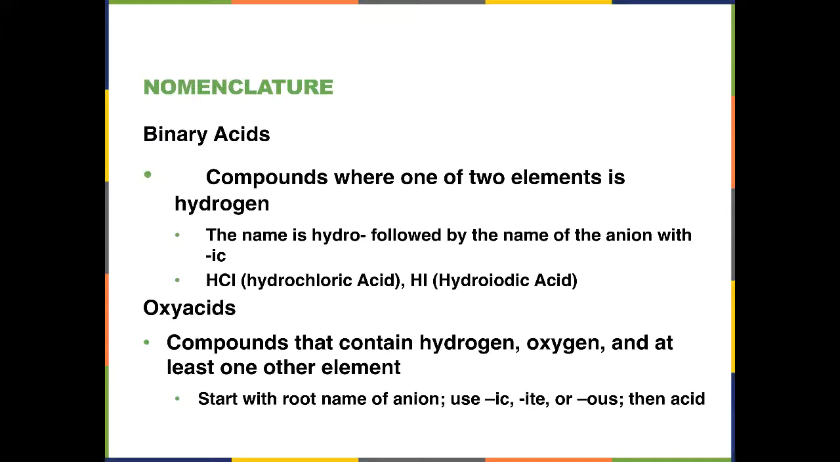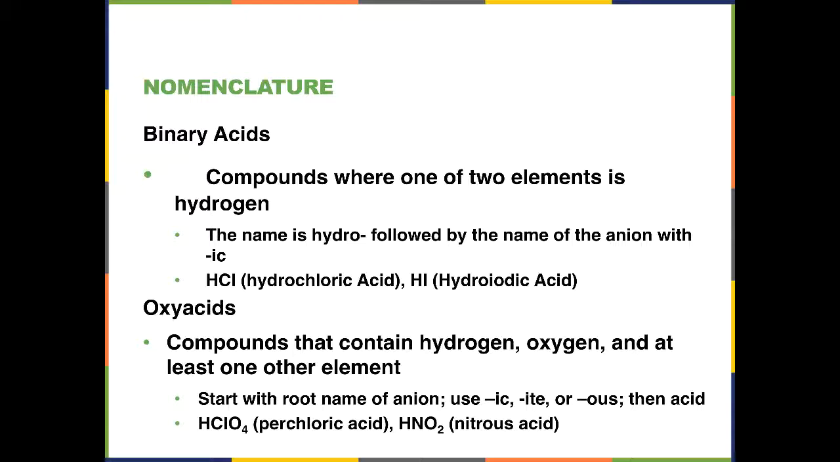So you start with the root name of the anion, just like up here we had chloric. You start with the root name of the anion and then add IC, ITE, or OUS depending on whether it's the most negatively charged it could be, a middle, or the least negatively charged it could be. And then the word acid.